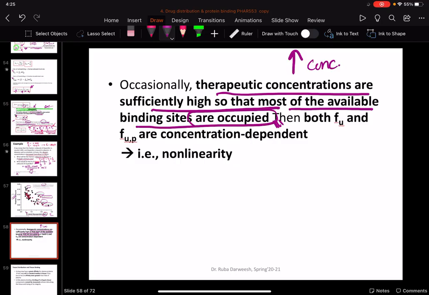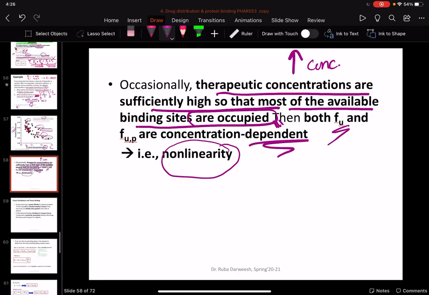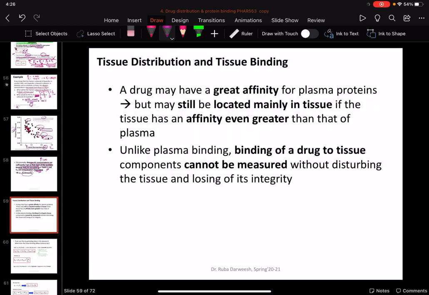So we can reach a point in which we are talking about nonlinear kinetics, in which either the fraction unbound of the drug or even the fraction of the unoccupied sites of the protein is concentration dependent, so we can't take it as close to 1. Okay, so usually it's linear kinetics, but if all of the sites are occupied, we can reach nonlinearity, and then the fraction unbound of the drug starts to be concentration dependent.